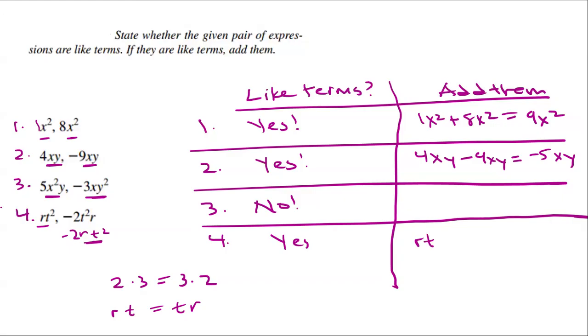So we have rt squared plus or minus, doesn't matter, t squared r. So that will give us minus 1 t squared r. Or you can say minus 1 rt squared. It doesn't matter. They're saying the same thing.